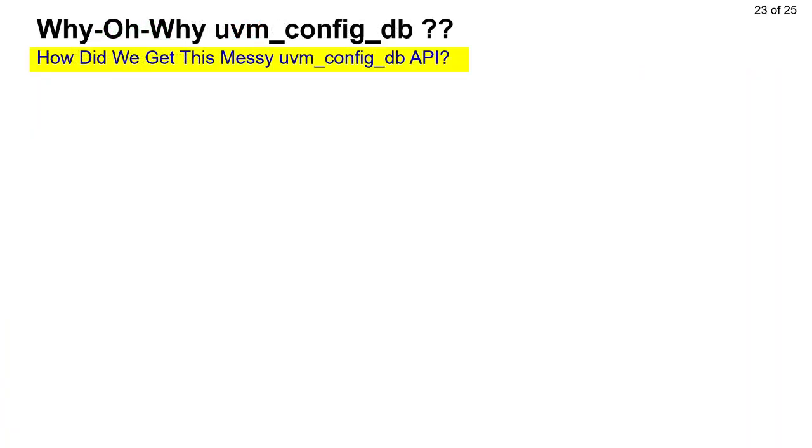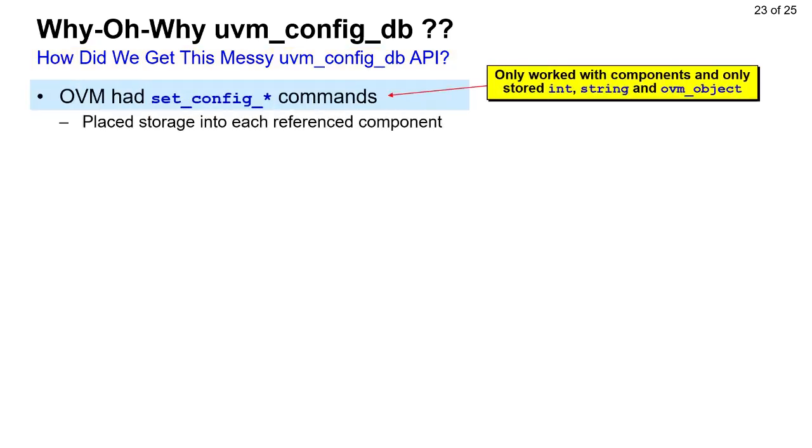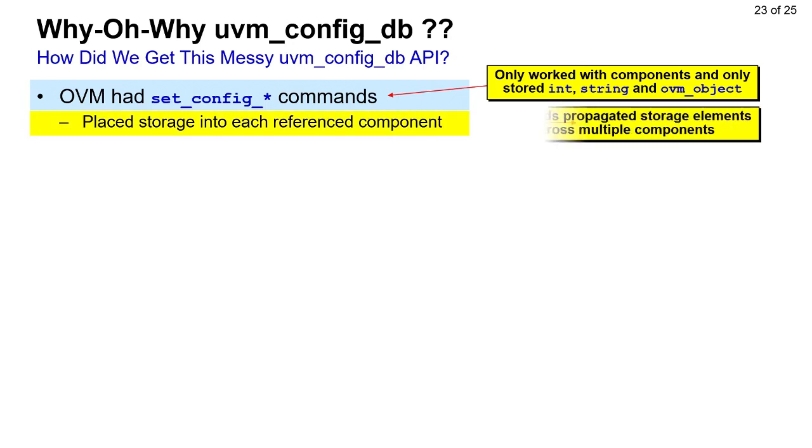So how did we get this messy UVM config DB API? Why does it even exist? OVM had set config commands that only worked with components and could only store ints, strings, and object handles. And the commands inefficiently propagated the same information on multiple components in the test bench.